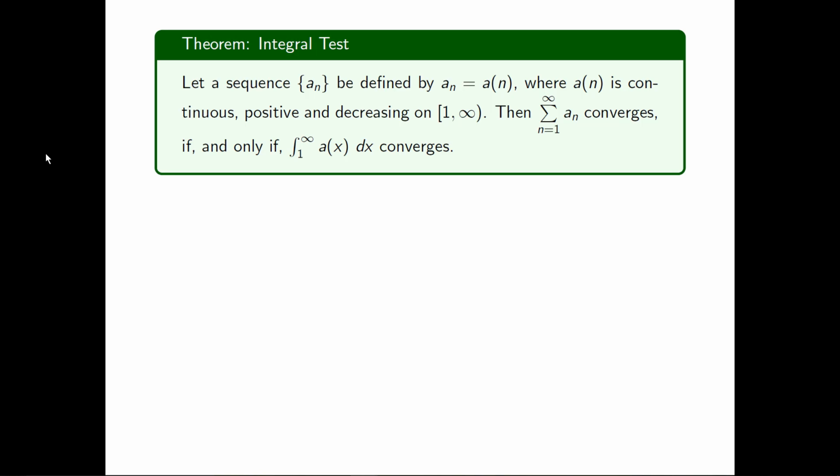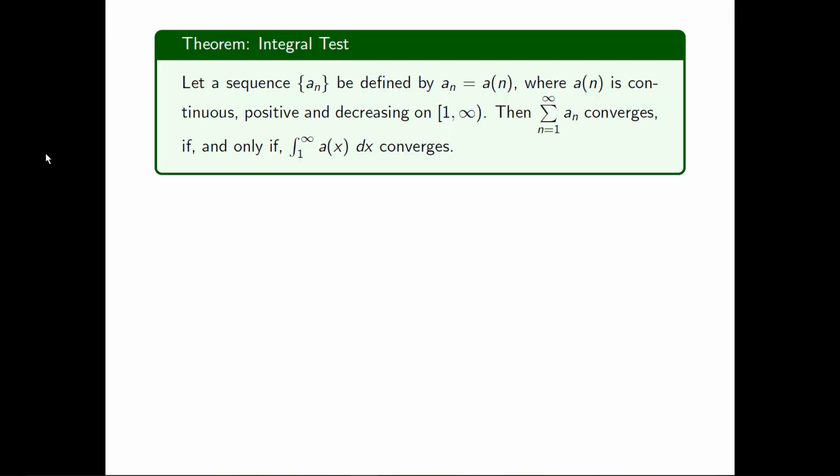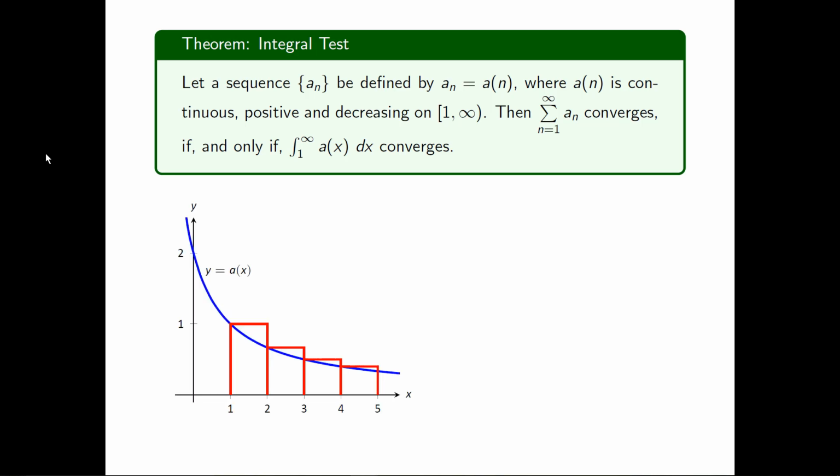And what this theorem says is that if the integral converges, then the series converges, and if the integral diverges, then the series diverges. You'll notice here this is an if and only if condition. So really what it's saying is that the function and the series do the same thing. They both converge or both diverge. Okay, and let's have a little look at the theory behind why this is true.